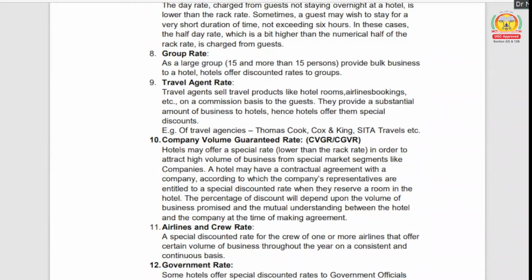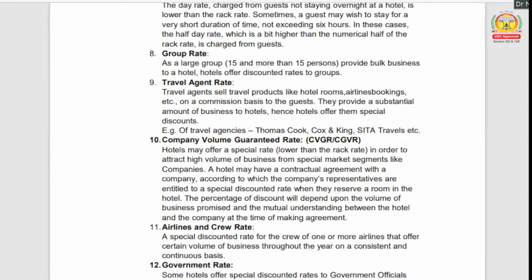Travel agent. A travel agent sells products like hotel rooms and airline bookings on a commission basis. So they provide a substantial amount of business to the hotel throughout the year. For that substantial commission business, which is coming to the hotel, we, on the hotel's part, need to pay commission. So the commission-based room rate is called the travel agent rate.